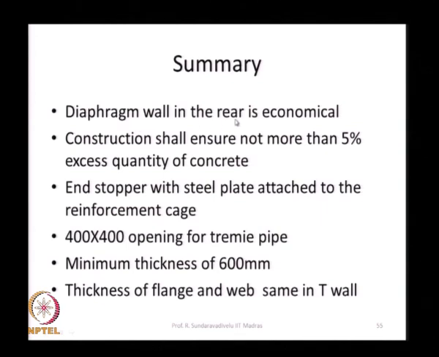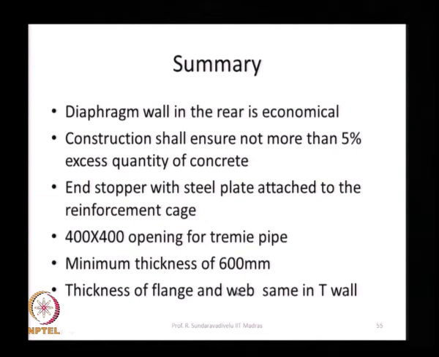Diaphragm wall in the rear is economical. We instead of putting in the main portion, because the surcharge load, if we take, it will be difficult. When you do the boring of concrete, it should not be more than 5%. The end stopper with steel plate attached to the reinforcement cage, what I showed in the slide, is required. We need an opening of 400 by 400 for lowering a tremie pipe for concreting. The minimum thickness of the diaphragm wall should be 600 mm, and thickness of flange and web, if it is same, it is better for T wall. Here we have suggested different thickness, subsequently we have revised. So, if it is same, then boring will become easy.